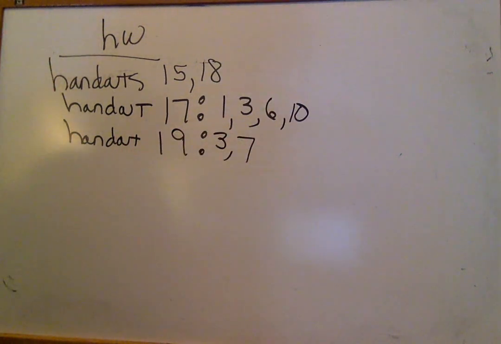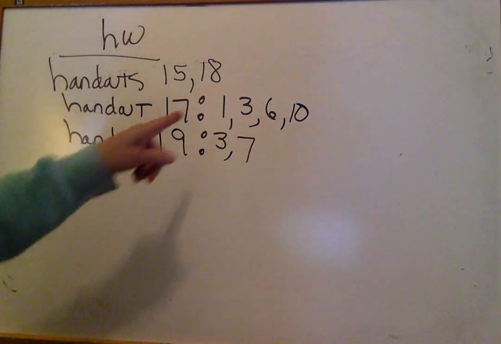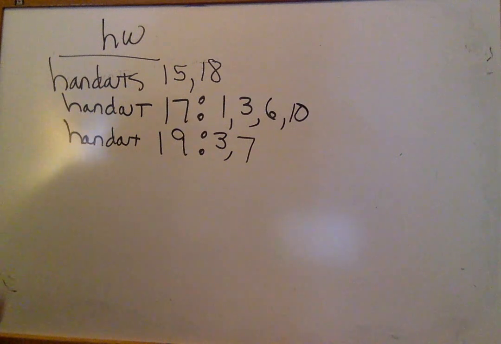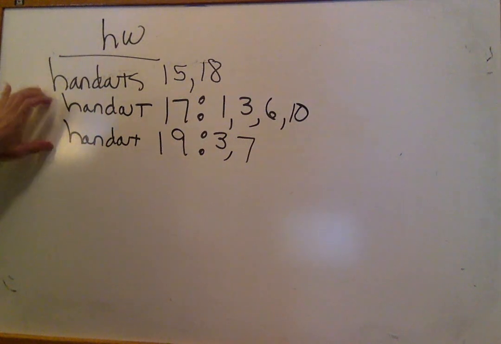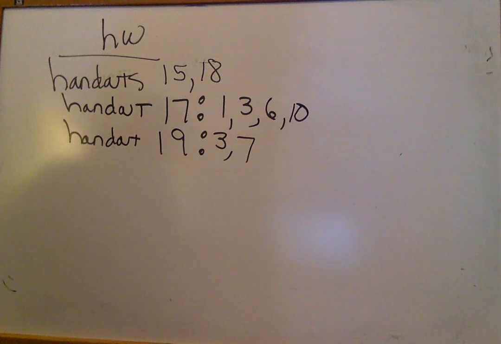So you can redo handouts 15 and 18. On handout 17, do 1, 3, 6, and 10. On handout 19, do 3 and 7. And again, answer keys for handout 17 and 19 are in the test 4 module. Get really good at that stuff, then you can start watching the videos for the 2 sample problems.